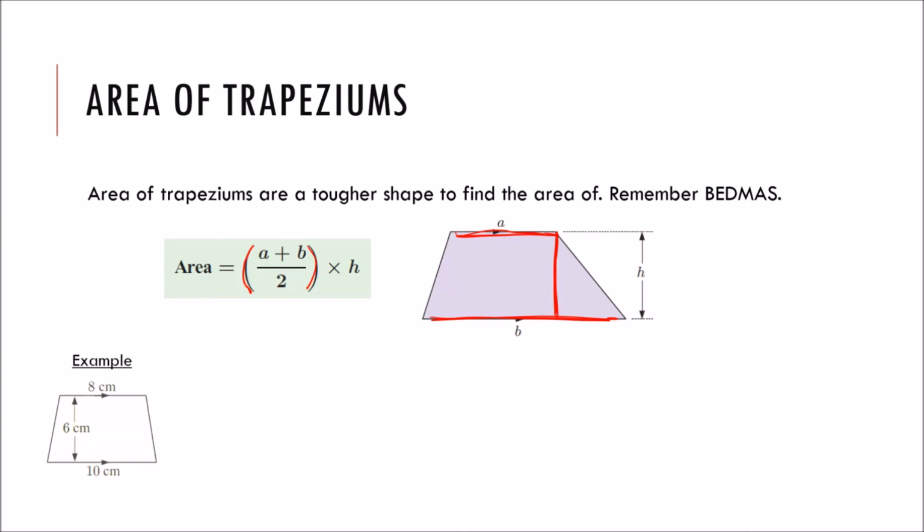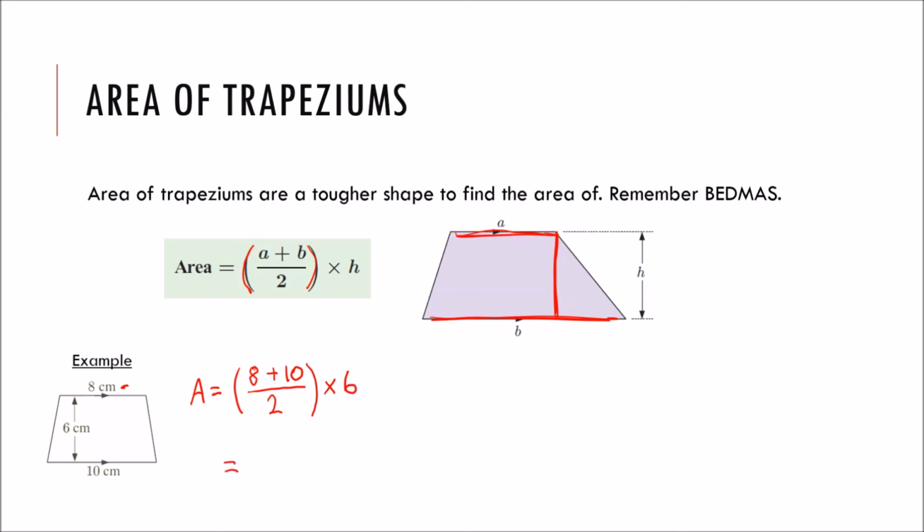And your area is just A plus B, and whatever those two things equal, you divide that by 2, and then you multiply the whole thing by H, your height. So let's go through an example. The area is equal to, in brackets, our top is 8, plus B, which is the bottom bit, like our base, all over 2, bracket again, and then we times that by my H, which is 6.